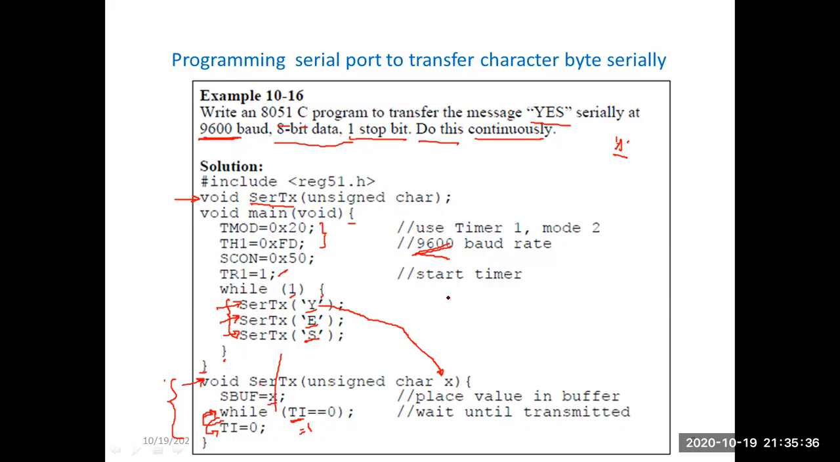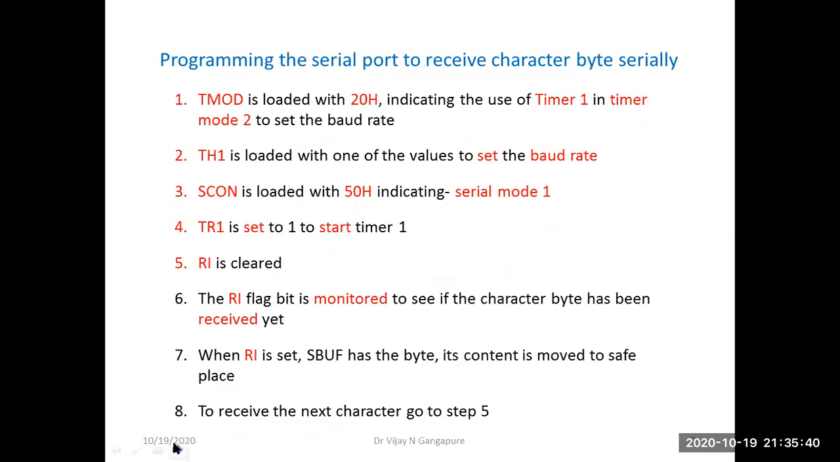So this is about serial transmission. Now let us proceed towards the next point, that is programming the serial port to receive a character byte serially, that is serial reception. The steps are very much similar. The first two steps are the same, that is, these two steps will set the baud rate, for which we are configuring timer 1.